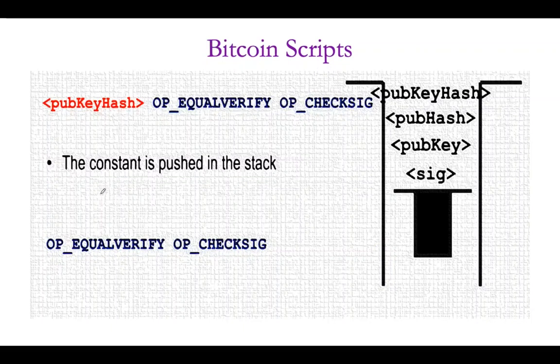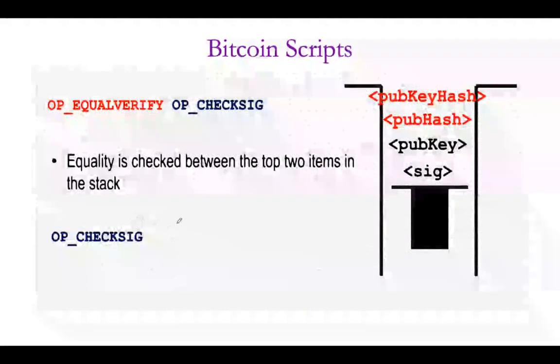So the constant is pushed into the stack. Which constant? Constant means the digest here. That will be pushed into the stack. So that public key hash value, the digest value, will be pushed into the stack. And after that, the next instruction it is going to execute is verify.